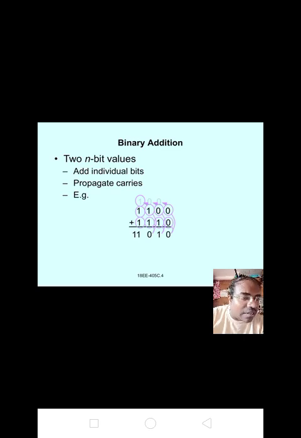What is the value? 1 0 means 2, 1 1 means 3. 3 plus 2 is 5. 5 means 1 0 1. The answer is correct. I have given another problem to you: 1 1 0 0 1 1 1 0.